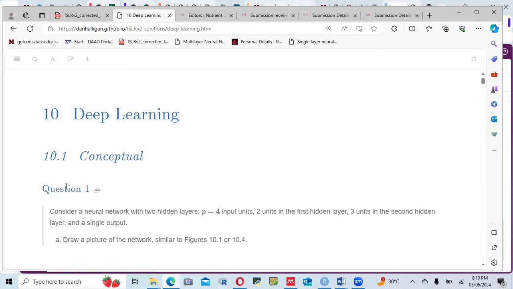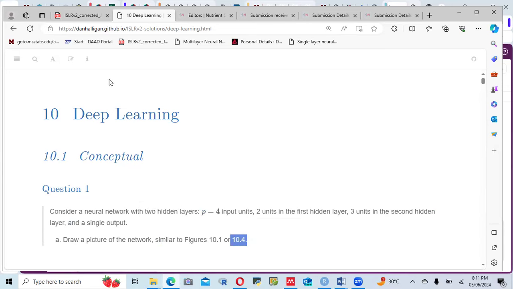The first question in this exercise says we should consider a neural network with two hidden layers. That is, it has four input units, that is four input predictors. It has two units in the first hidden layer and three units in the second hidden layer, and a single output. So the first question says we should draw a picture of the network similar to figure 10.1 and figure 10.4.